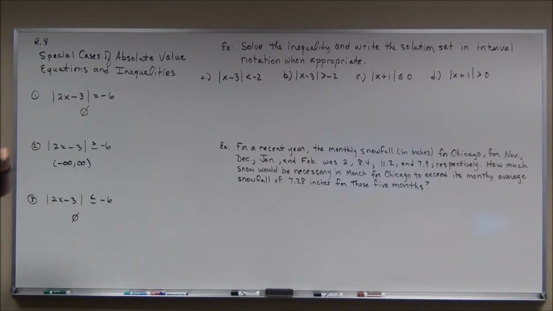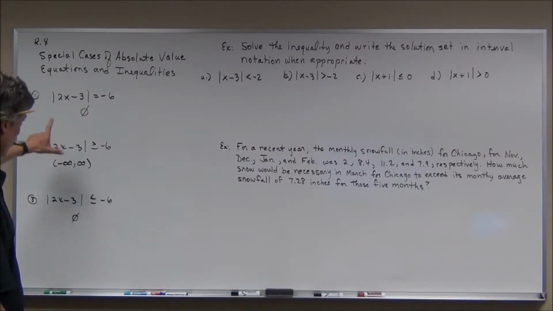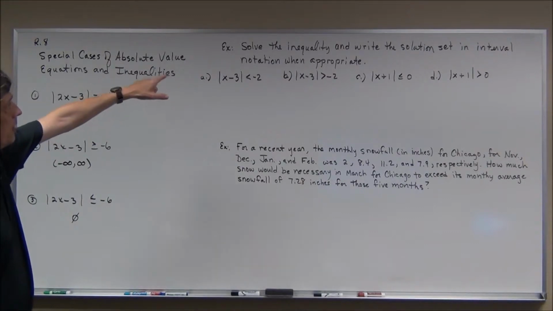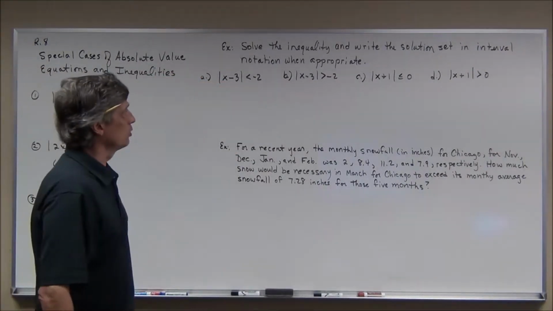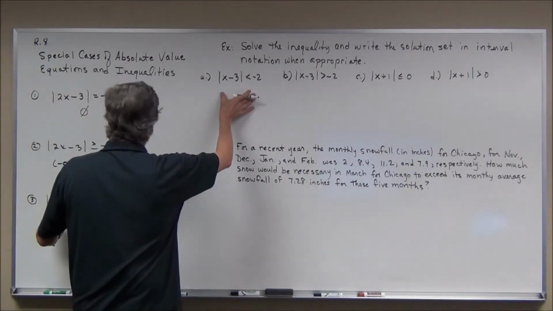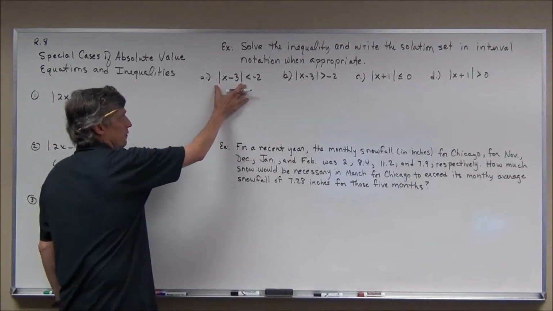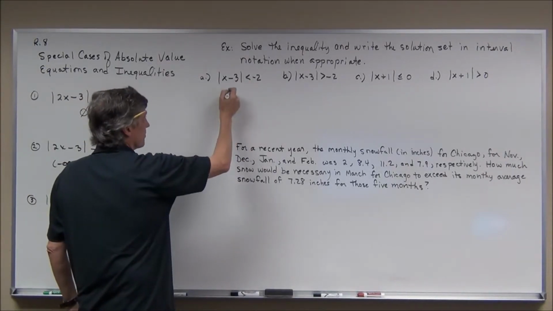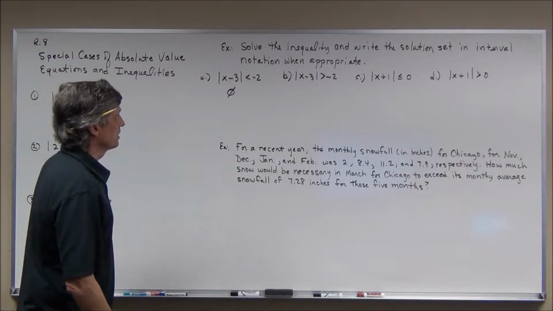Now I have 4 examples that are similar to what I have here, a little simple here, and there's a couple of extra things I want to point out. It says solve the inequality, write the solution set in interval notation when appropriate. Well, this is a little bit like the one I just did here. I have the absolute value already by itself less than a negative number. That can't happen. Can't be less than a negative number.